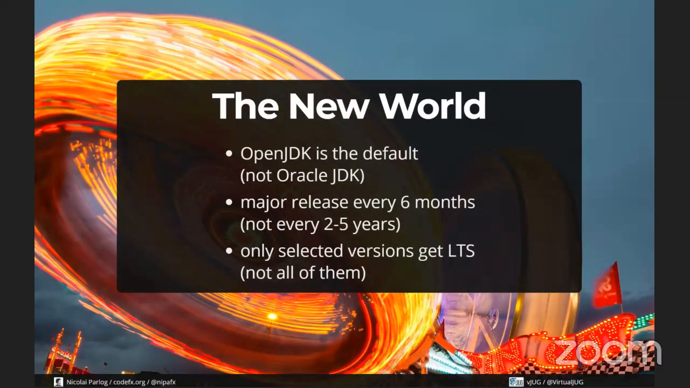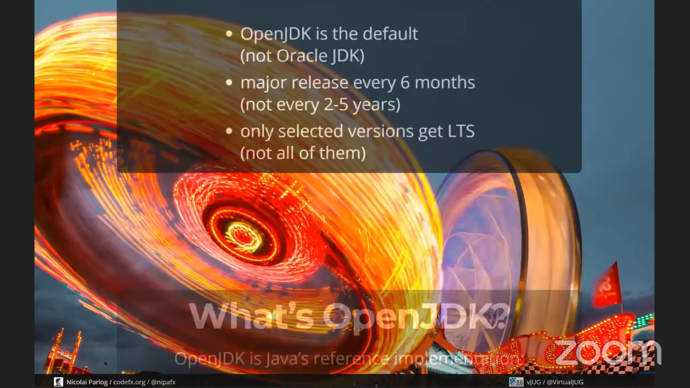So, features and stuff aside, Java changed on a more fundamental level than what the language is looking like, and the whole fundament of the Java ecosystem and community changed. And in the new world we're living in, OpenJDK is the new default, not Oracle's JDK. We get a new major release every 6 months instead of every 2 to 5 years. And only selected versions will get long-term support, and not all of them. And all of these 3 are quite fundamental. I want to discuss each of them in turn. Let's start with the OpenJDK.